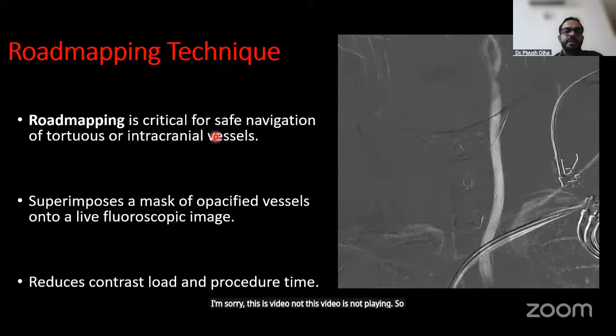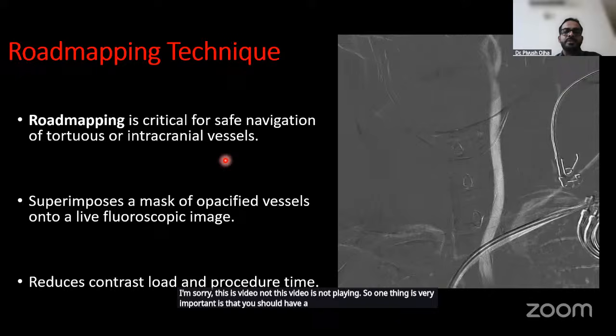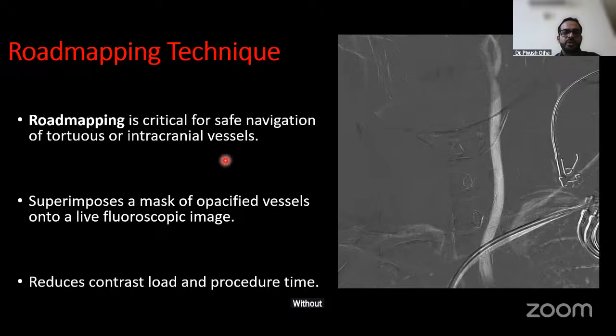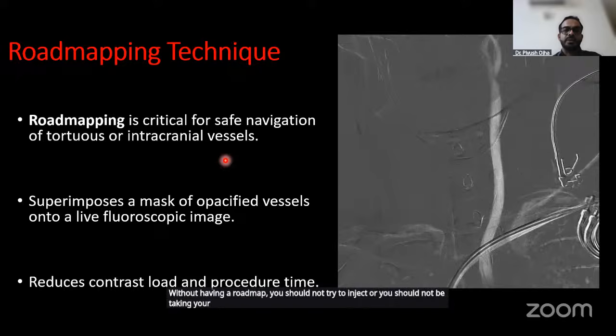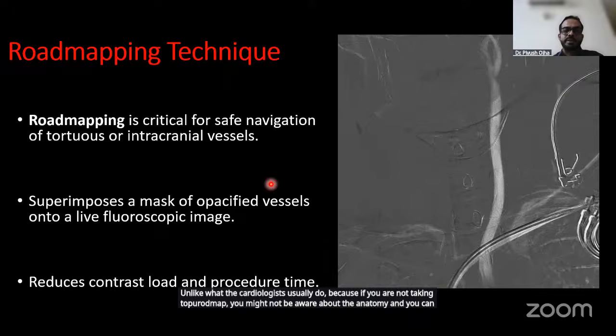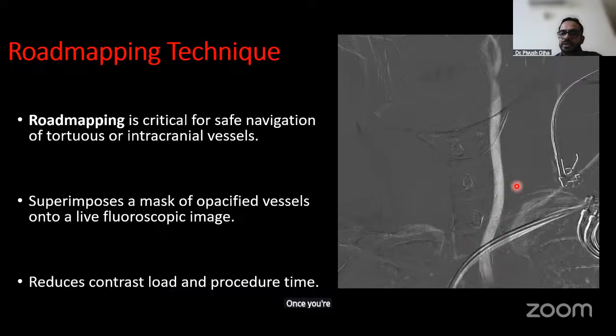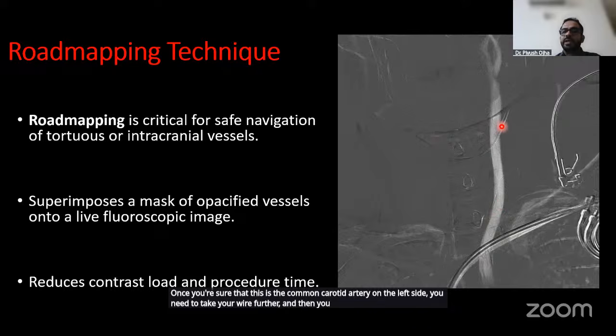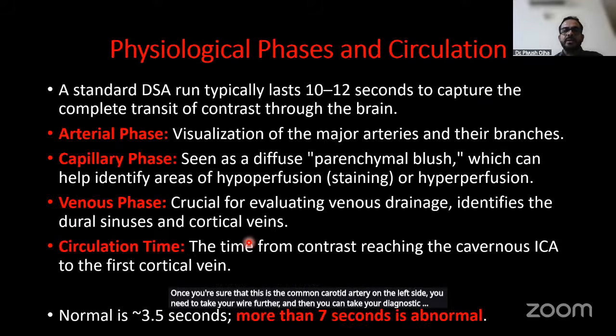One thing that is very important is that you should have a roadmap, or something called a smart mask, in your machine. Without a roadmap, you should not inject, or take your wires and catheters into the cerebral blood vessels, unlike what cardiologists usually do. If you are not taking a proper roadmap, you might not be aware of the anatomy and you can cause injury to the patient. This is what a roadmap looks like. Once you are sure that this is the common carotid artery on the left side, you take your wire further, and then you can take your diagnostic catheter and navigate.